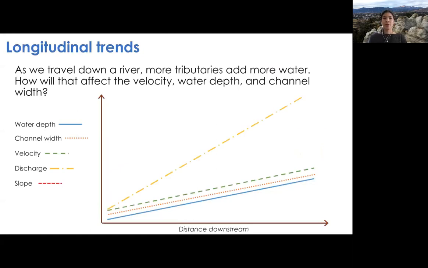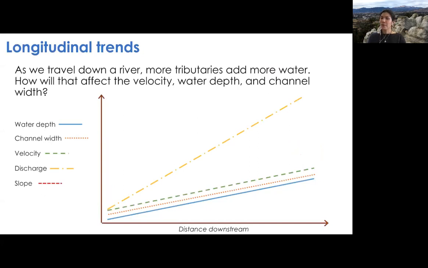So what does this mean for discharge? Since discharge is velocity times width times depth, this means that discharge is going to increase a lot downstream. And again, this kind of confirms what we know, tributaries add water, so it makes sense that our volumetric flux of water is going to get larger as we go downstream.